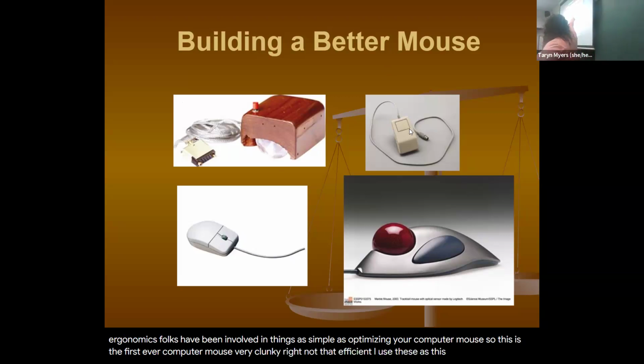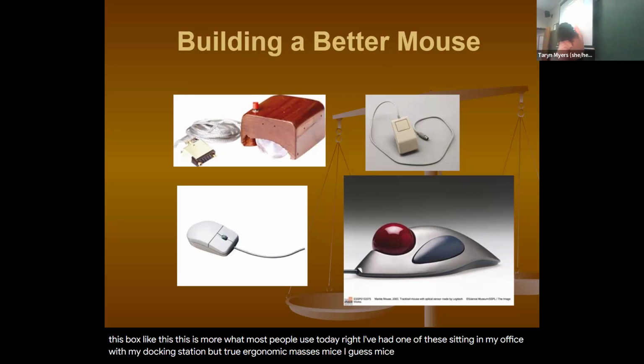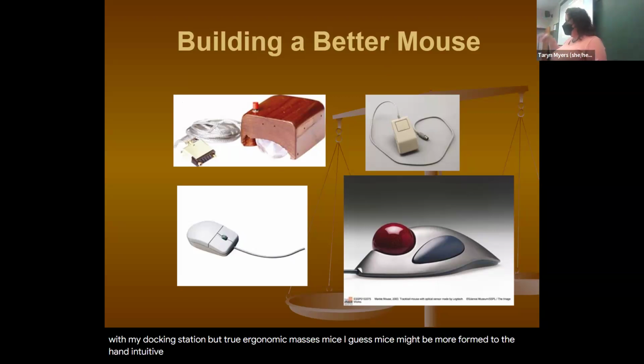I used these in the 80s and early 90s when we were using Apple IIe computers and the first Macs, which were like this box like this. This is more what most people use today, right? I have one of these sitting in my office with my docking station. But true ergonomic mice might be more formed to the hand, intuitive in terms of how we typically use things, right? And so psychologists and engineers work together to make these things happen.